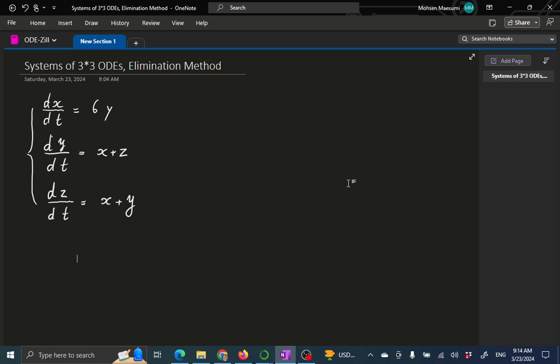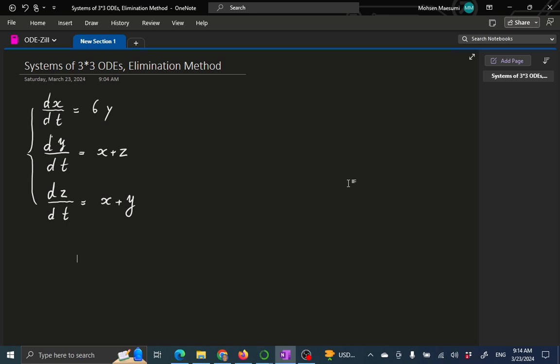Today we are going to practice systems of 3 by 3 ODEs and see how the elimination method can be used in this situation. 3 by 3 systems are going to give us a little bit of a challenge because they lead to so-called cubic equations. If you remember from calculus or pre-calculus, solving cubic equations is a bit more challenging than the quadratics. However, this is going to be a friendly one, and we will be able to manage it without much difficulty.